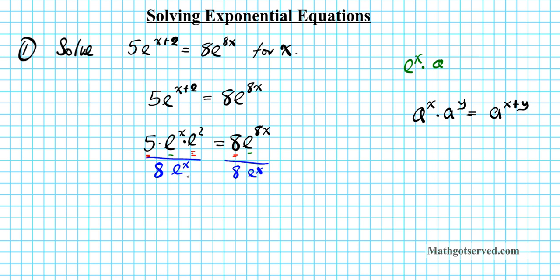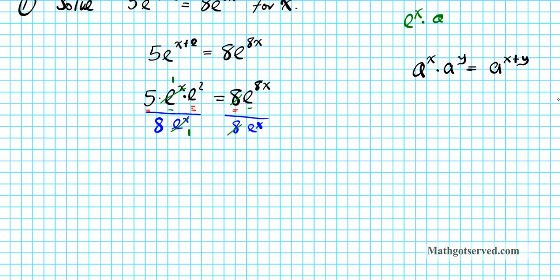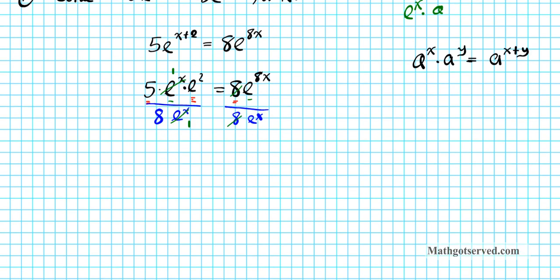So if I divide both sides by e to the x, by division, this cancels out, all right? So let's see what happens. On the left side, e to the x divided out to 1. And then on the right side, the 8 divides out. So we are left with 5e squared over 8 equals e to the 8x over e to the x.